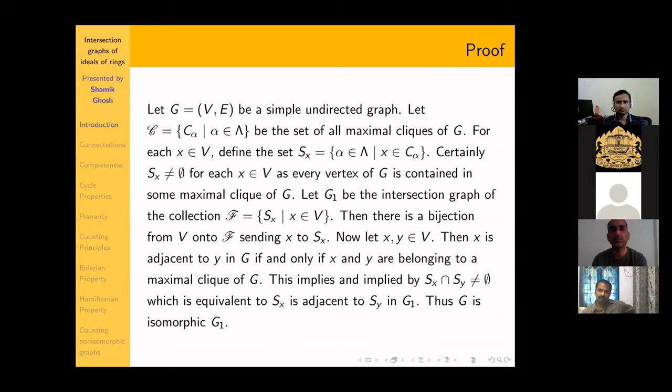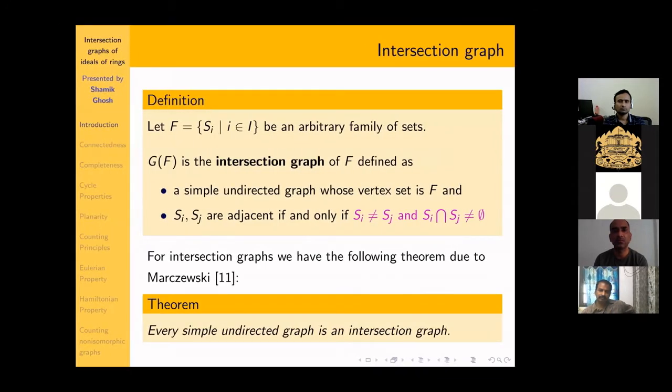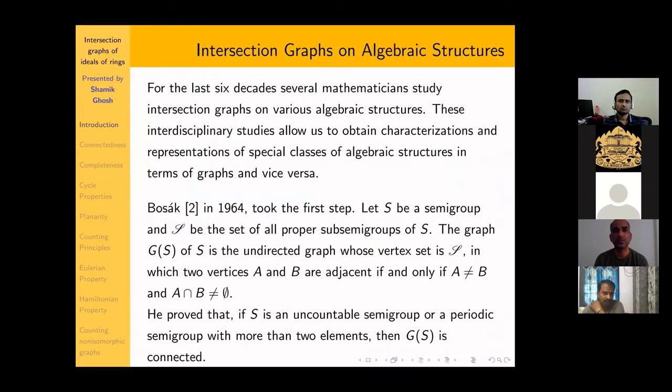And so the whole graph is isomorphic to the intersection graph of this collection of sets. As I told you, it is a result that every simple undirected graph is an intersection graph. One may think that it is not so interesting because every graph then belongs to this class. So people try various ways to define intersection graphs in some particular cases, in some particular varieties.